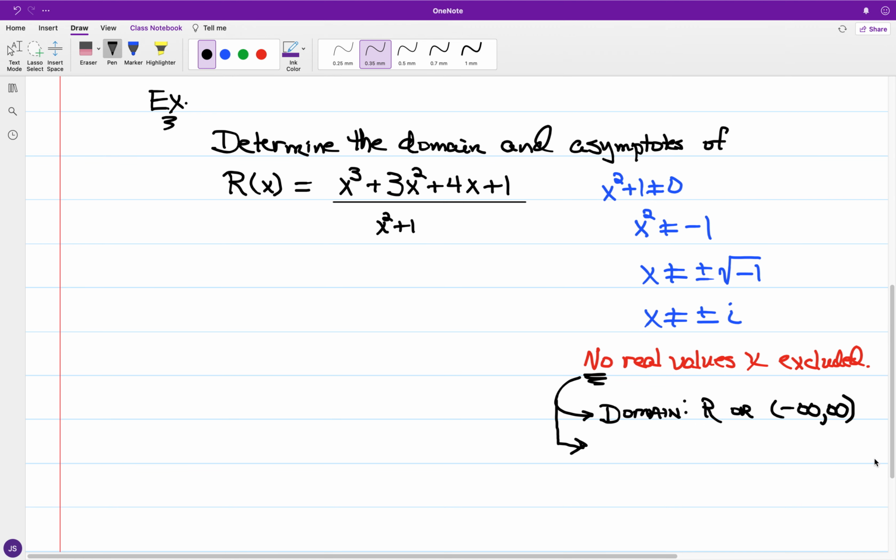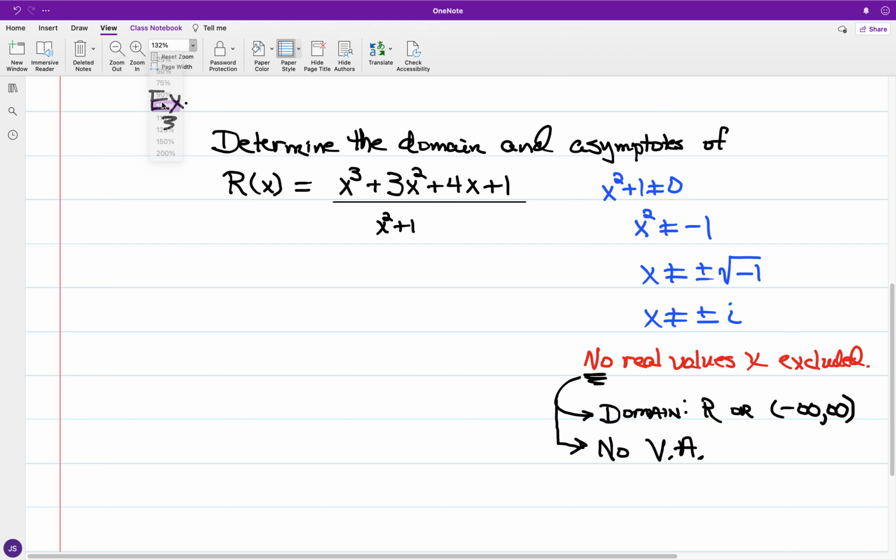Also, since no real values are excluded, there are no restricted values, and if we did have those, there was the potential for those restricted values to define vertical asymptotes. But since there are no real values x excluded, again, there's going to be no vertical asymptotes. So if we have any asymptotes for this function, it is not going to be in the existence of vertical asymptotes.